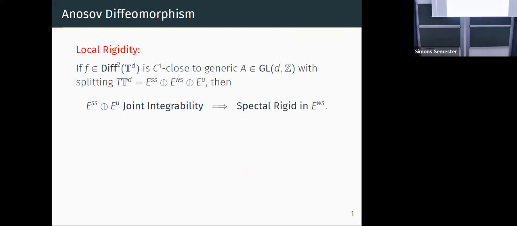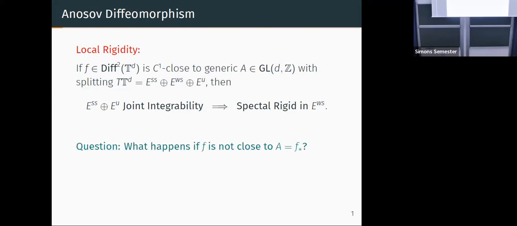So yesterday I introduced something about the local rigidity, which says we constrain some linear Anosov automorphisms and satisfy some generic assumptions. And we show that for any F which is C1 close to it, the strong stable bundle and the unstable bundle of F is jointly integrable if and only if it has the spectrum rigidity along the weak stable bundles. That is some kind of the local rigidity, because we need our F to be C1 close to A. But today I will introduce something about the global things, where I don't need my F to be C1 close to its linear part.